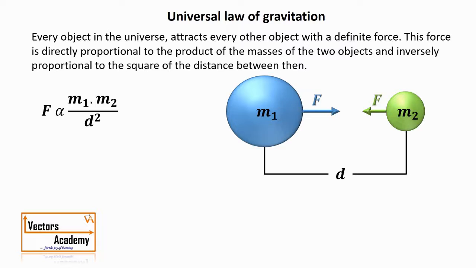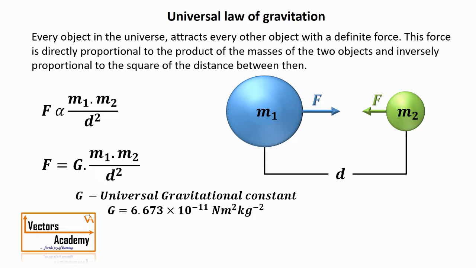Okay, now to remove the proportionality sign, I need to take a constant of proportionality. So F is equal to G into m1 into m2 upon d square, where G is the universal gravitation constant, and the value of G is 6.673 into 10 raised to minus 11 Newton meter square per kg square.